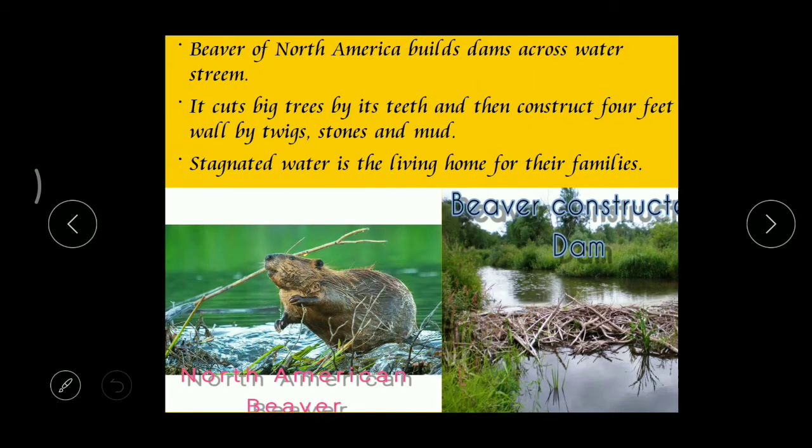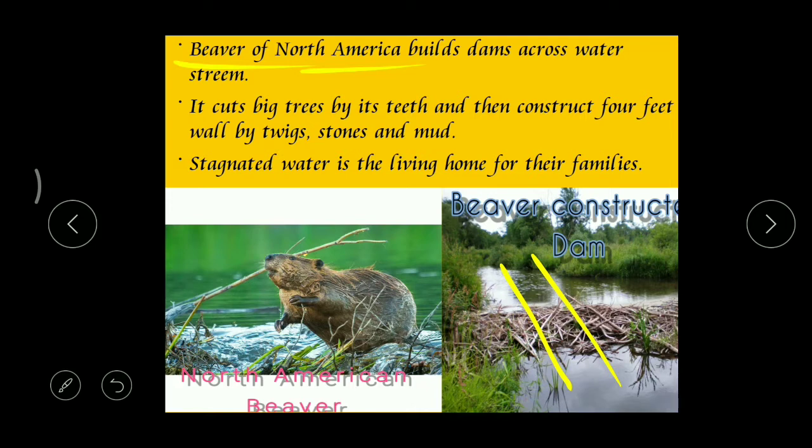Okay. So now we come to another animal, that is a beaver. This is a beaver. It's a mammal. Mammal means which feeds its baby with its milk. Okay. So it's a mammal that belongs to North America. Generally it lives in the water. Generally it likes the water like a swimming pool. But here we can find a water stream. Water stream means like a canal.